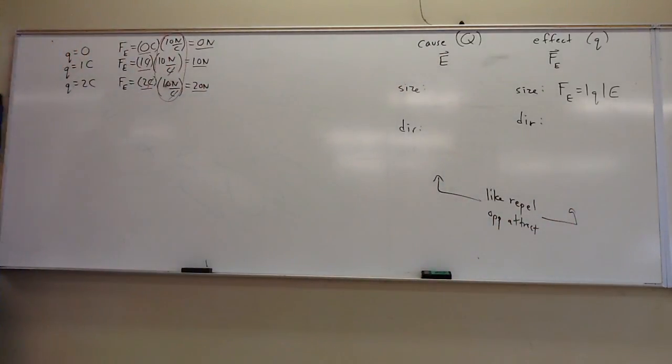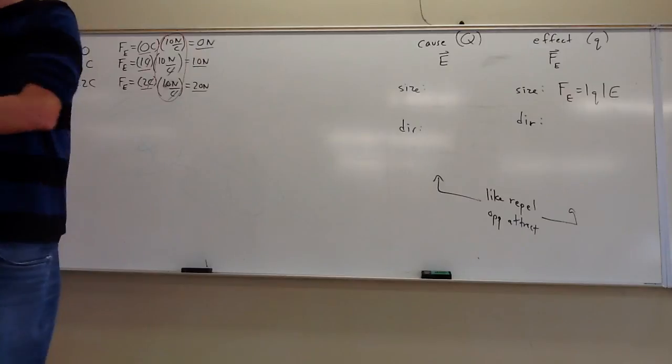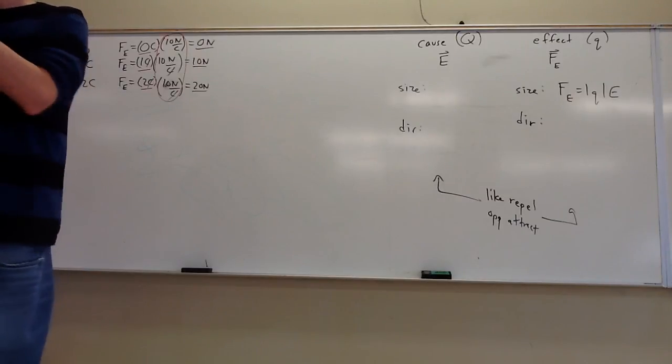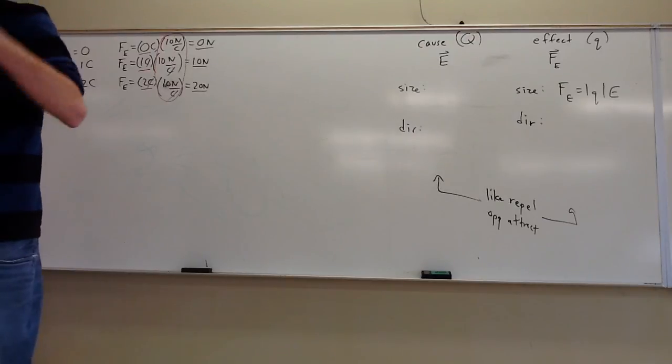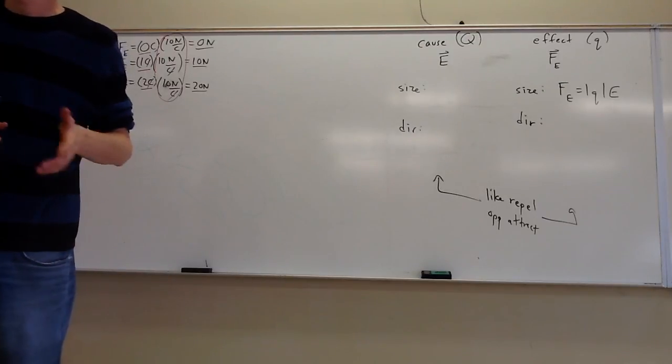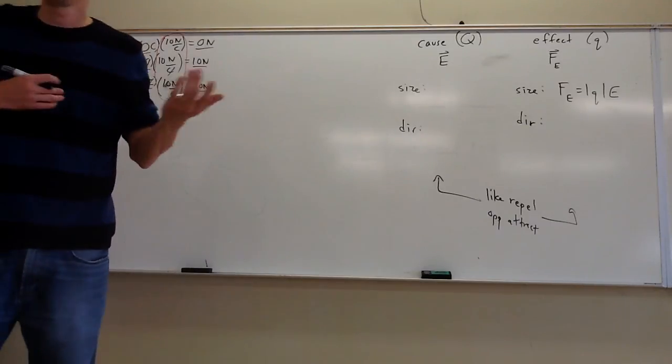You can think of what we're basically doing here as taking this idea of like repel and opposites attract, and we're just cleaving it in half. We want to be able to talk about the cause independently from the effect. So we want to be able to talk about each piece on its own because the electric field is the middleman.